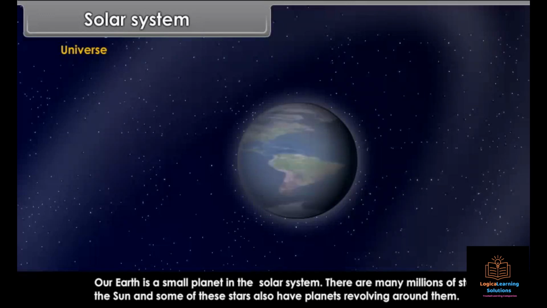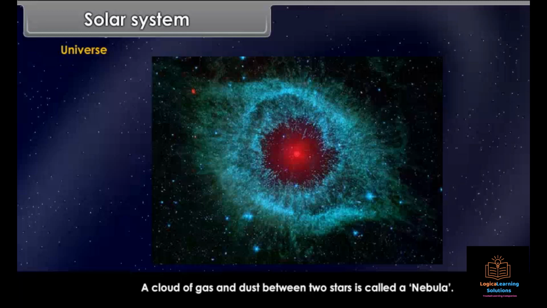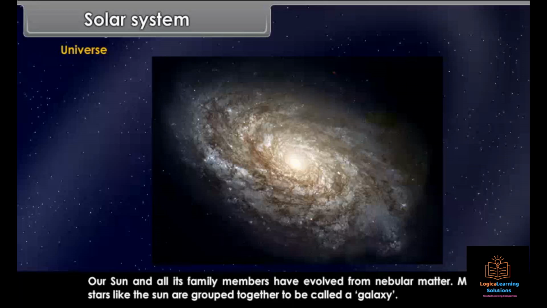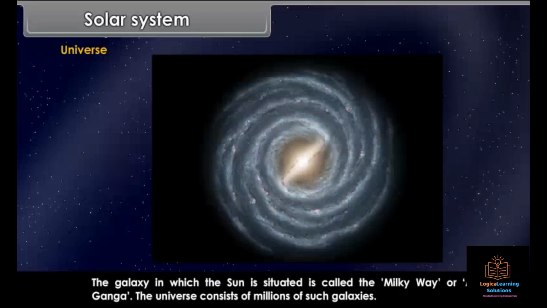There are many millions of stars like the sun, and some of these stars also have planets revolving around them. A cloud of gas and dust between 2 stars is called a nebula. Our sun and all its family members have evolved from nebular matter. Millions of stars like the sun are grouped together to be called a galaxy. The galaxy in which the sun is situated is called the Milky Way or Akash Ganga. The universe consists of millions of such galaxies.